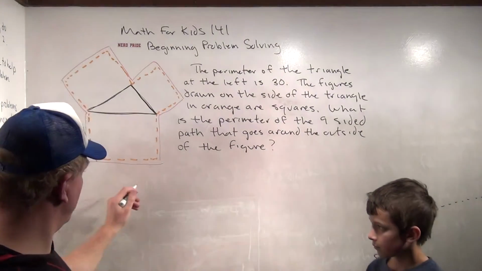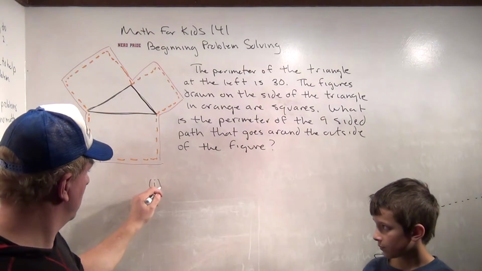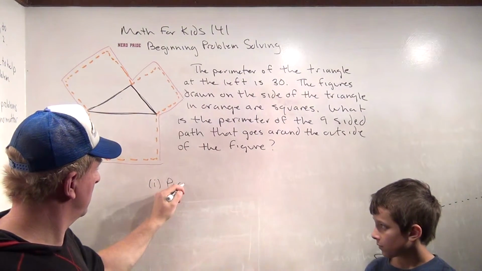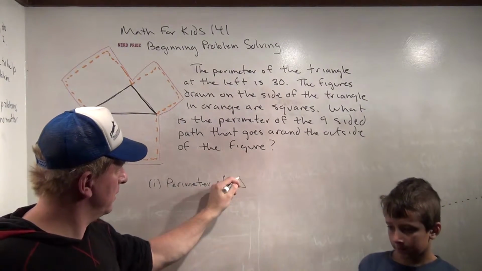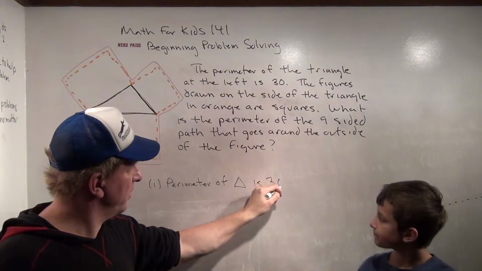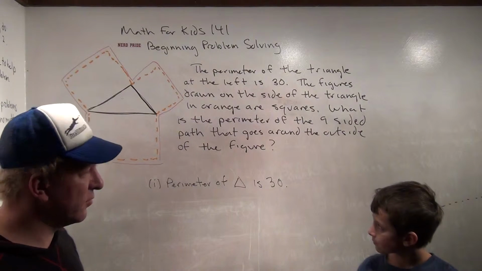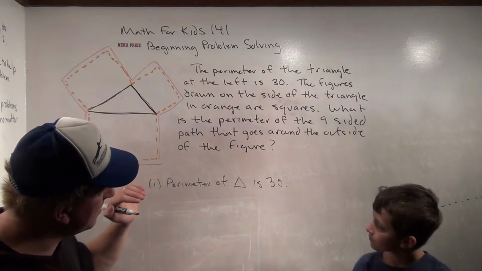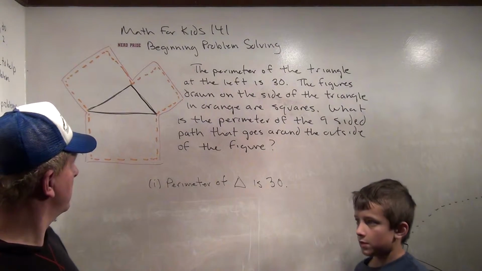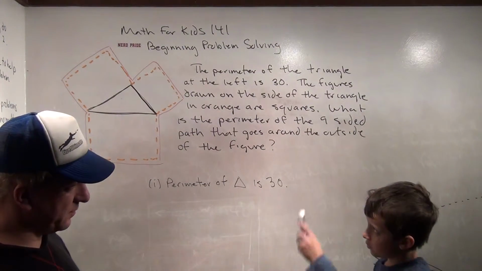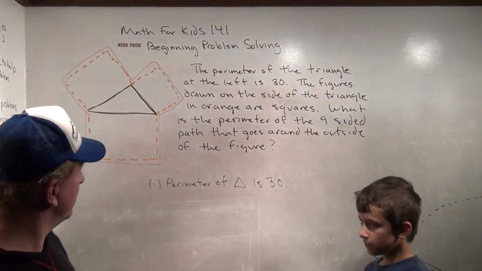All right, I'm going to write that here. The perimeter of the triangle is 30. Okay, that's one really important thing. So what does that mean? What does that help us do? If you go all the way around, it's 30. All the way around what? The triangle. All the way around the triangle.